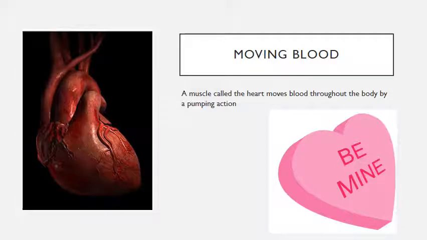Now, these blood cells don't move all on their own. They have to have a pump. And I'm surprised at how many people don't know this, but that big pump is the heart. The heart is good for pumping blood.